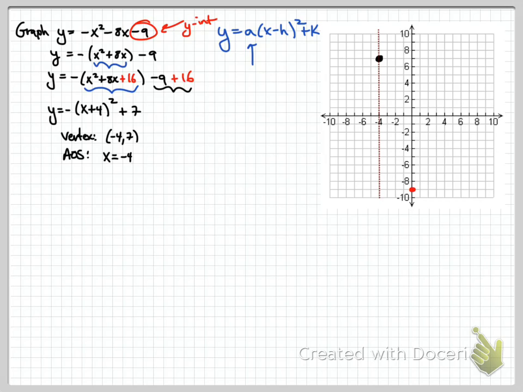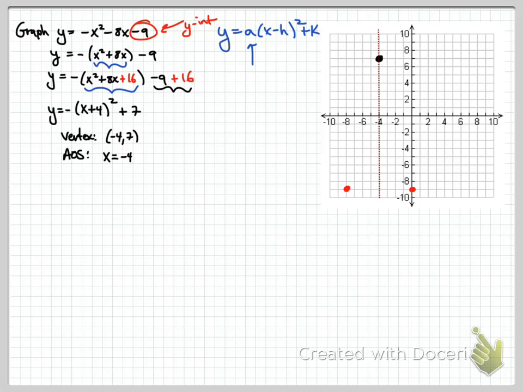So way down here. And I know if I've got a point 4 units to the right of my axis of symmetry, I definitely need one 4 units to the left as well. And so I'm going to draw another point 4 units to the left. 1, 2, 3, 4 units. Alright, so we've got a pretty good idea of what this guy's going to look like.